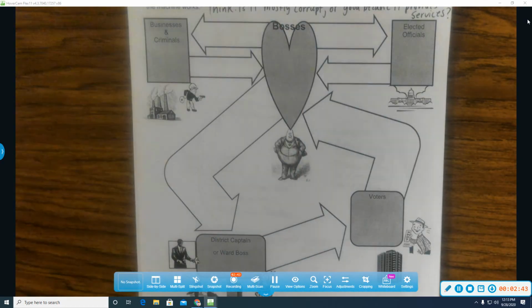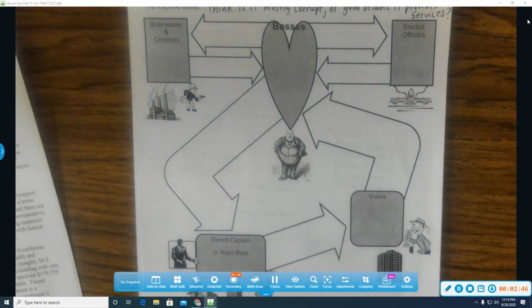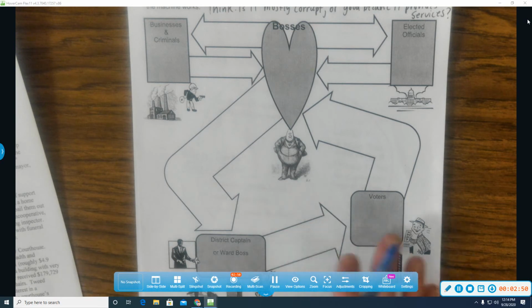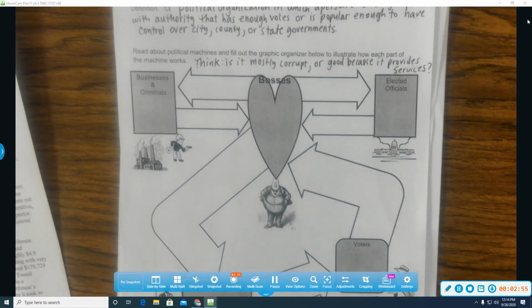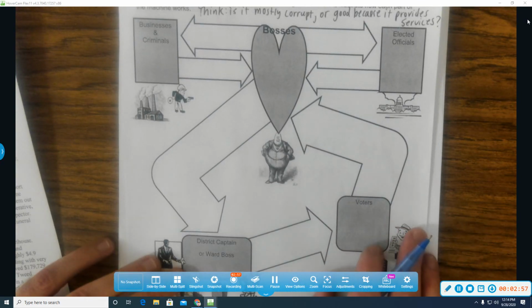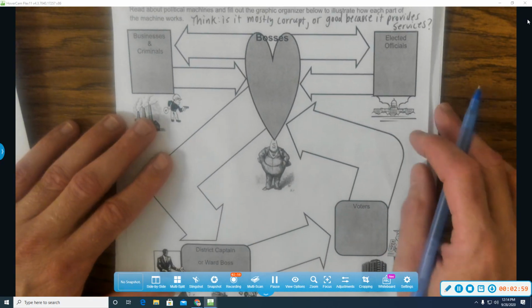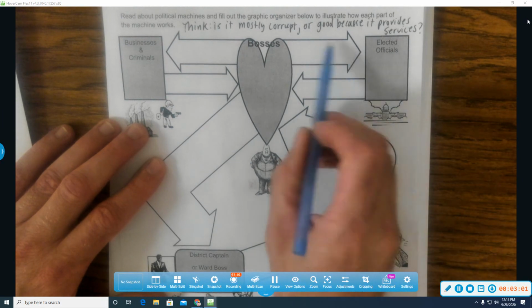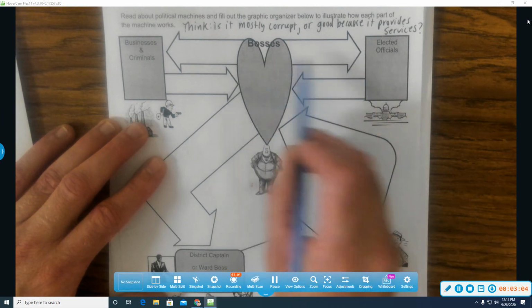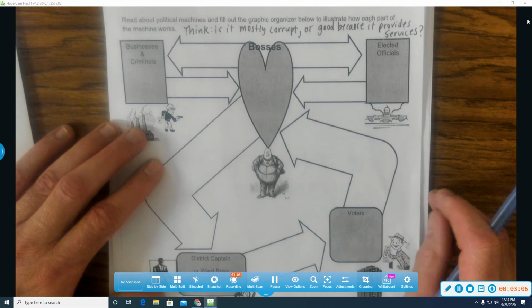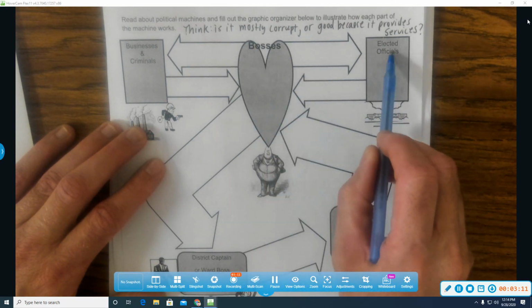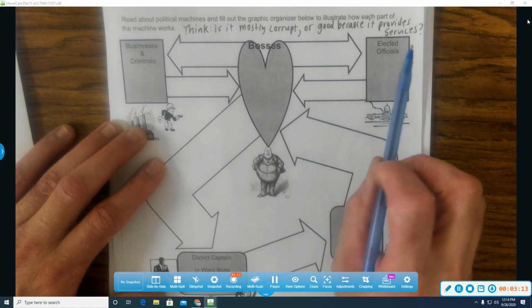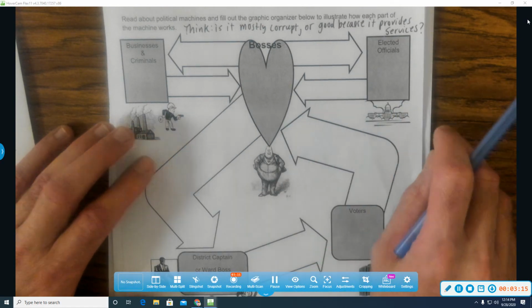Here's my pen. Here it is. Okay, all right, so let's start off by talking about this part first, the relationship between bosses and elected officials. So what does the boss provide the elected officials, and what do the elected officials give back to the boss?